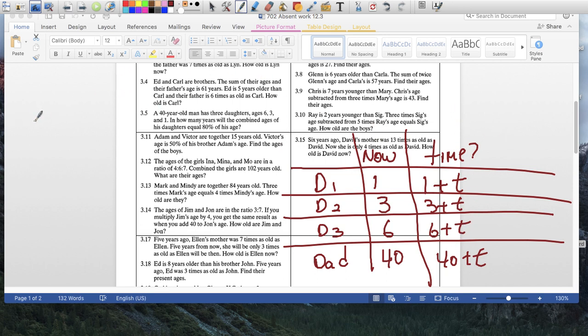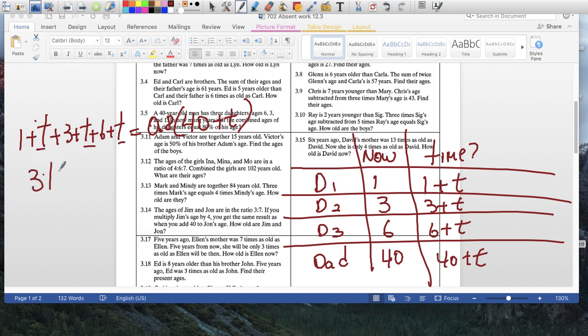So the actual equation should have been 1 plus t plus 3 plus t plus 6 plus t equals 80%, or 0.8 times his age, which is going to be 40 years plus however many years in the future when this becomes true. So over here I have 1, 2, 3, and I get 3t. And then I have 1 plus 3 plus 6, so 3t plus 10, which is what we had before. And if I do the distributive property here, I get 0.8 times 40, which is 32. And 0.8 times t equals plus 0.8t.